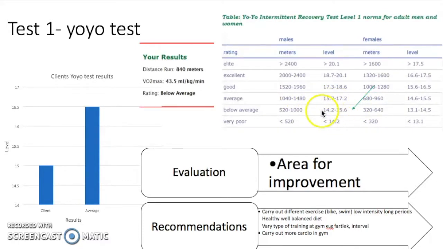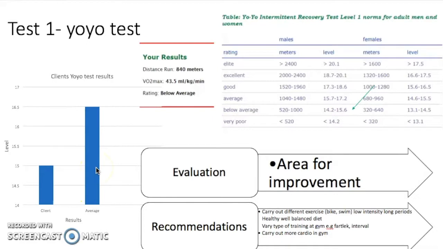And if we put the level here, he would be falling in the below average area in the normative data table. The level he got before he had to pull out was below average, so he had to pull out at 15.2, so that's his level, and so it's below average. And the graph here shows his results in comparison to the average score.